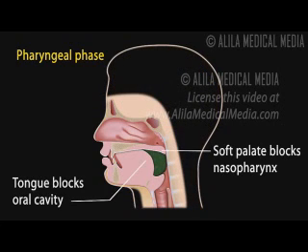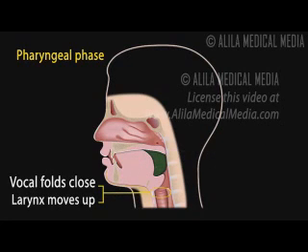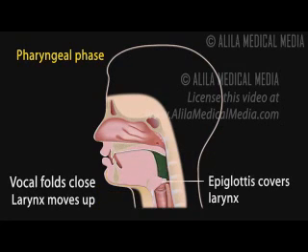The tongue blocks the oral cavity to prevent food going back to the mouth. The soft palate blocks entry to the nasal cavity. The vocal folds close to protect the airway to the lungs. The larynx is pulled up with the epiglottis flipping over, covering the entry to the trachea.